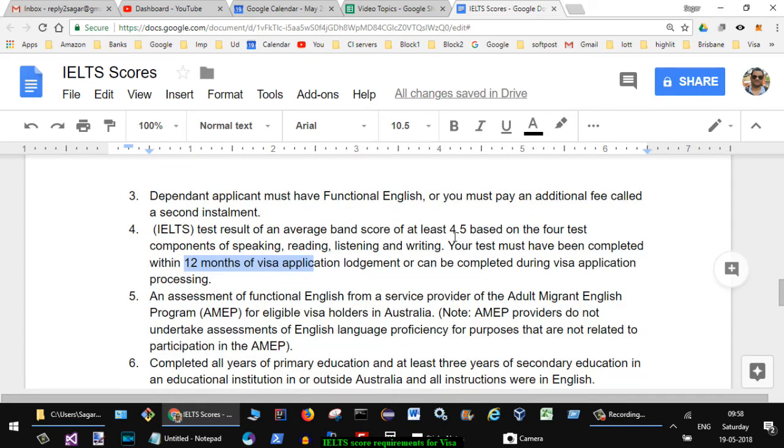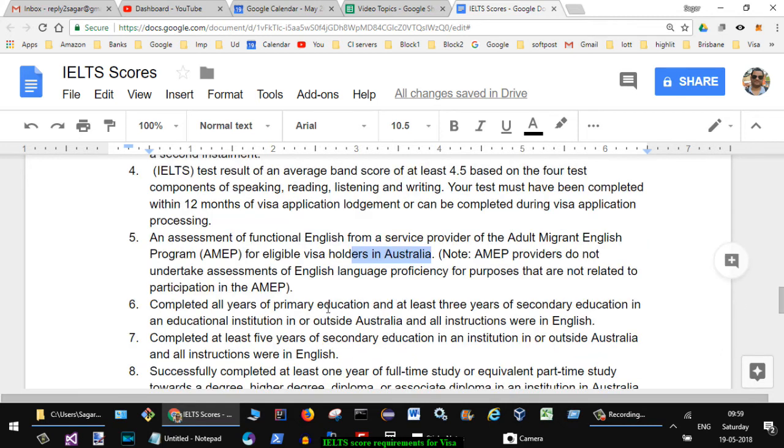Even if you do not give the IELTS exam, there are some exemptions, like assessment of functional English. You can get an assessment of functional English from a service provider of the Adult Migrant English Program for eligible visa holders in Australia. There are some institutes that can provide a certificate saying that you have proficient English, say functional English. The next is having completed all years of primary education and at least 3 years of secondary education in an education institution in or outside Australia, with all instruction in English. So even if you have done primary education, like say first standard to 5th standard, then 6th standard, 7th standard, in English medium, then you don't need to give the IELTS exam.